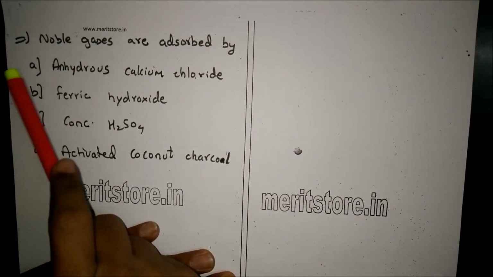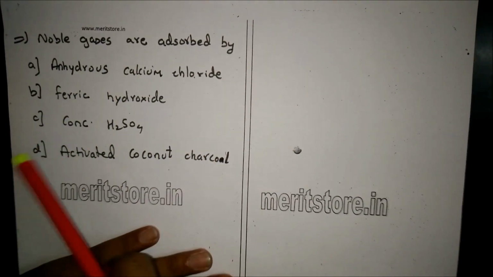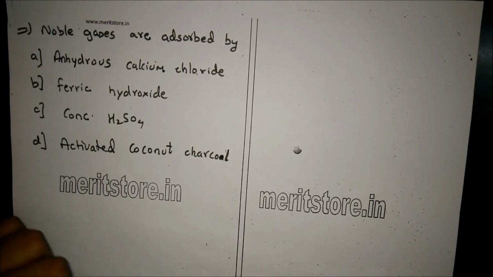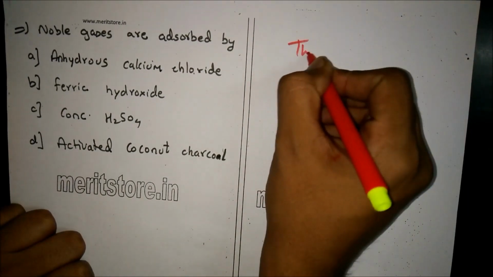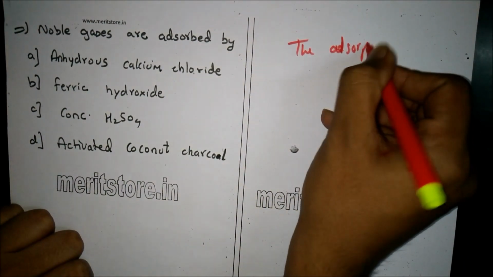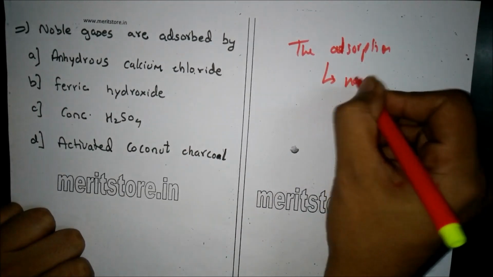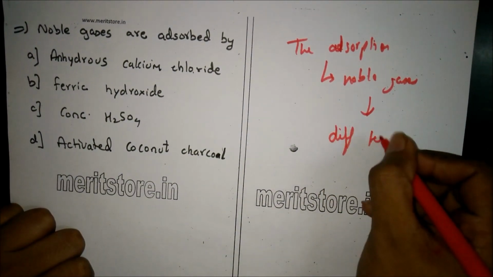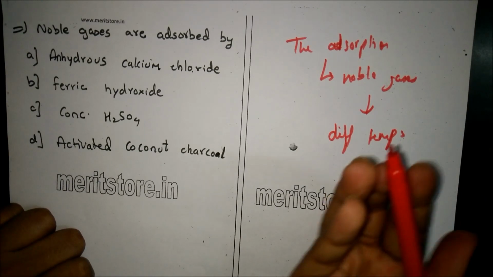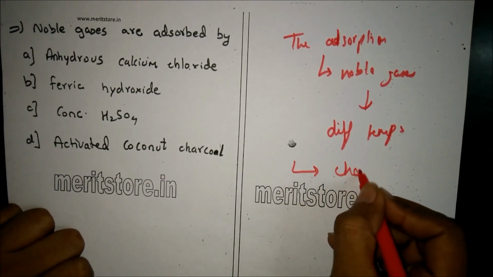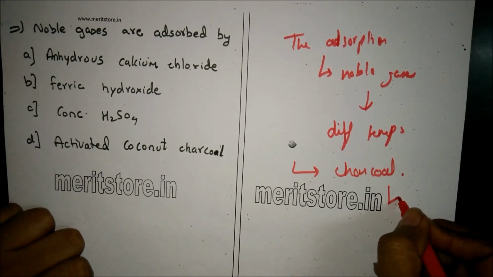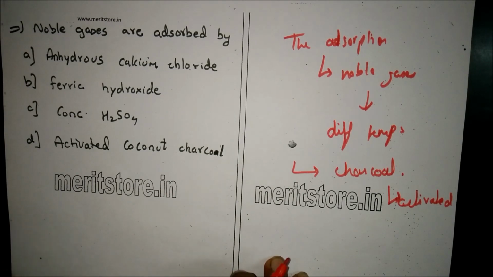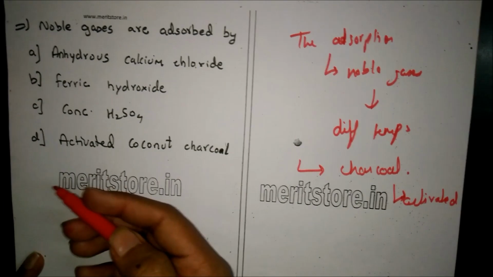Gases are adsorbed by: A. anhydrous calcium chloride, B. ferric hydroxide, C. concentrated H2SO4, and D. activated coconut charcoal. Now, the adsorption of different noble gases occurs at different temperatures. Hence, to separate these gases, we use activated charcoal to separate the noble gases. Hence, noble gases are adsorbed by coconut charcoal, which is option D.